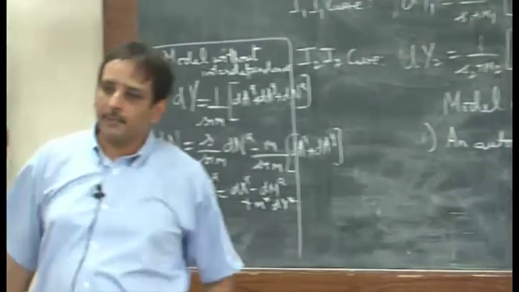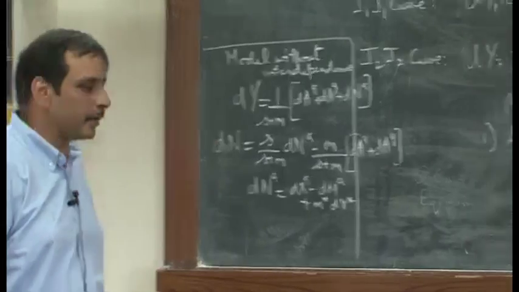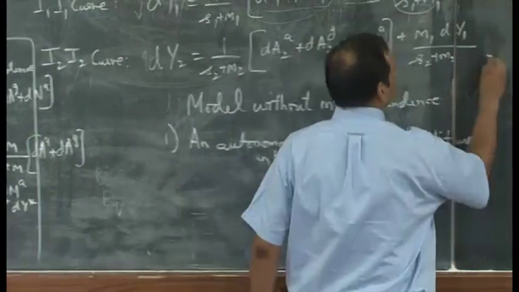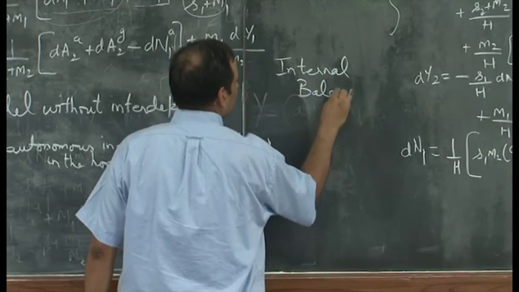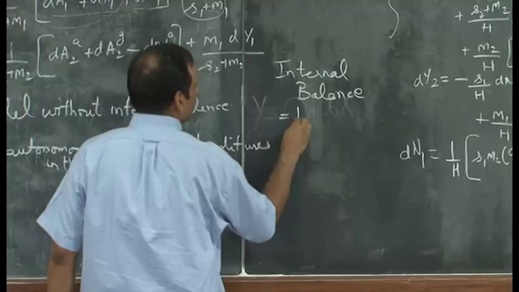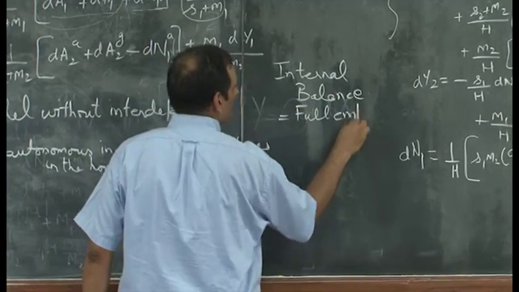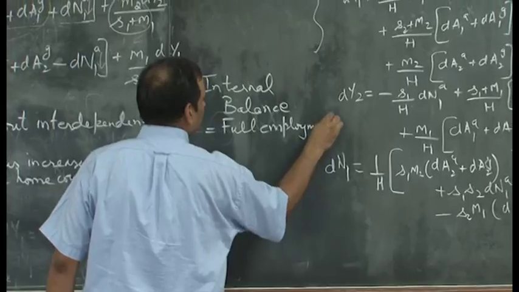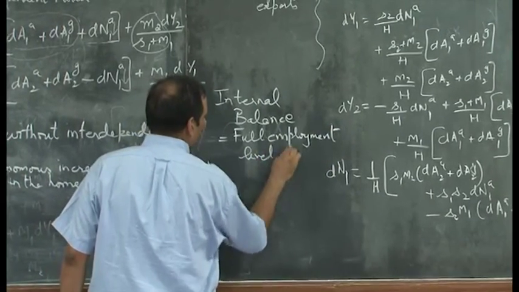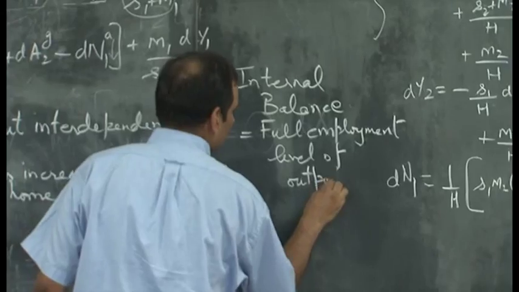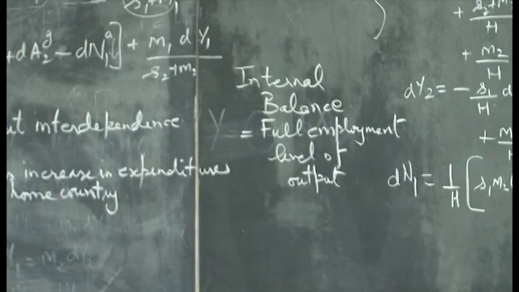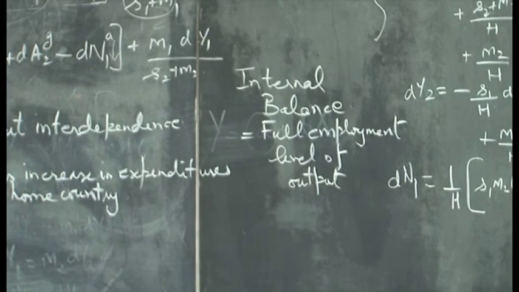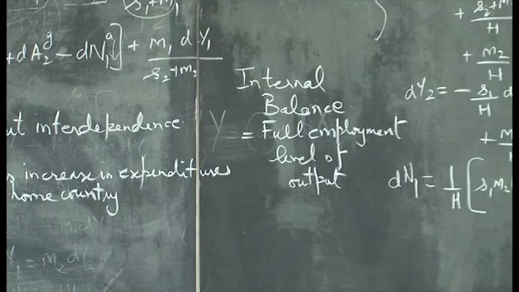Now, to analyze this, let me define two things: internal and external balance. There is something like the internal balance, which is the full employment level of output. If the output exceeds the full employment level of output, you see an inflation. If the output falls below the full employment level of output, you would see an unemployment in the economy.